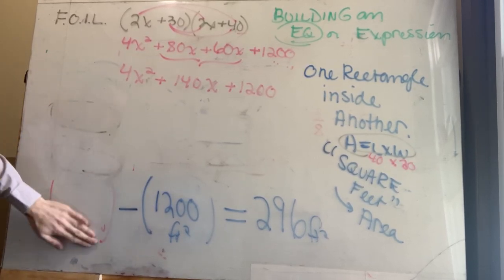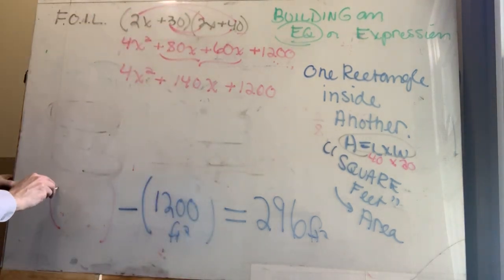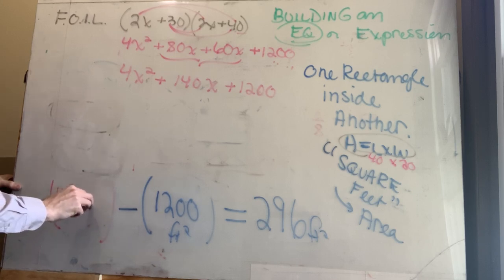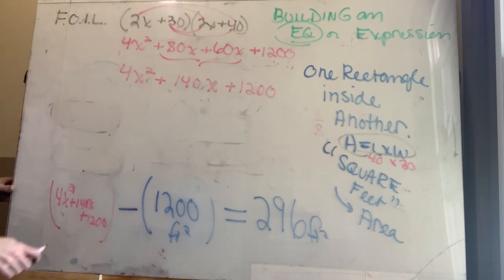Hands work better than their wrists, so go figure. So, 4x squared plus 140x plus 1200 is going to be in here.